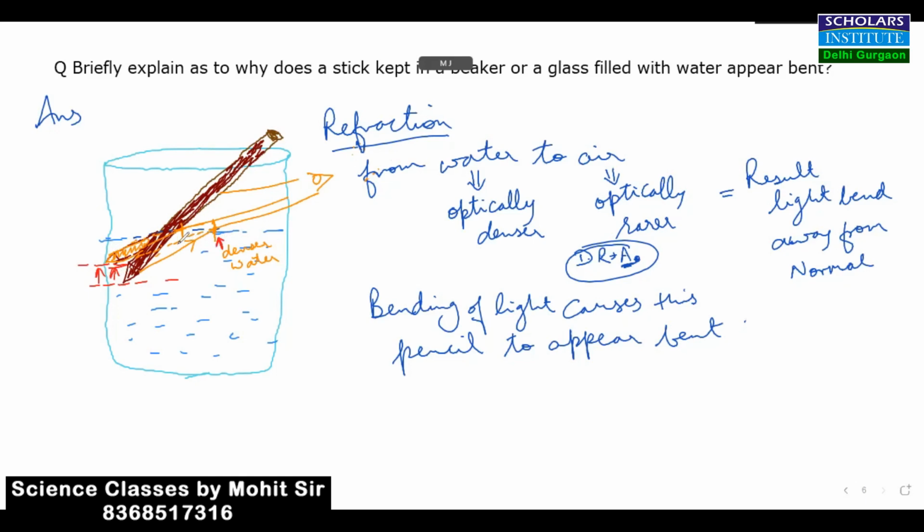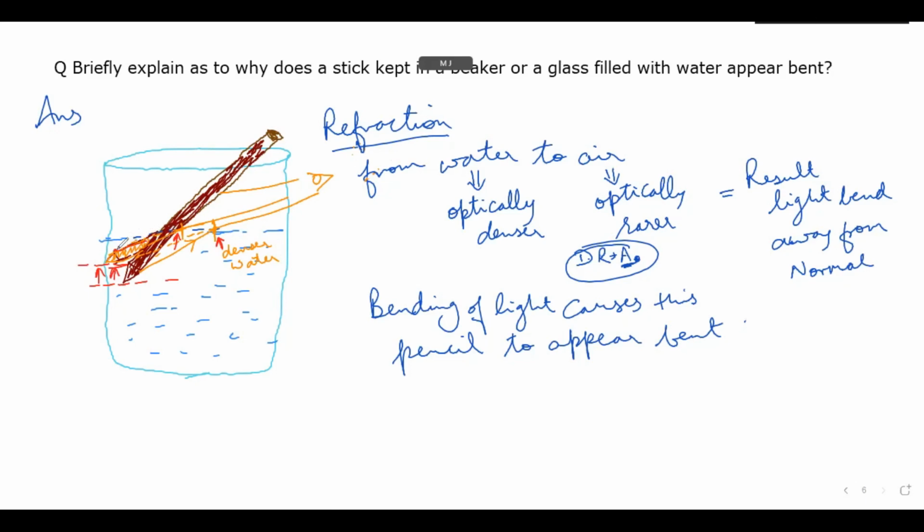Wherever the light is coming out from the water into the air, it is bending, and since it is bending away from the normal, because of the bending of the light, the image will also appear raised up here. This is the image of the pencil. I hope this is clear to you people now.